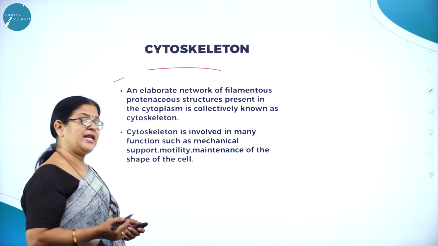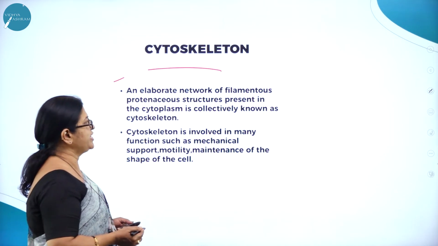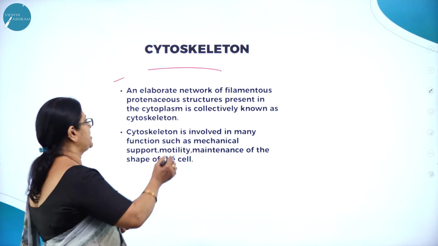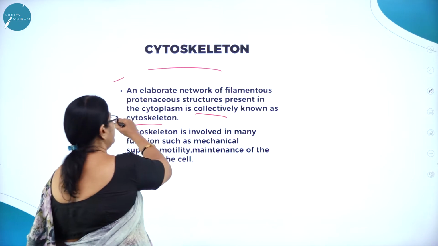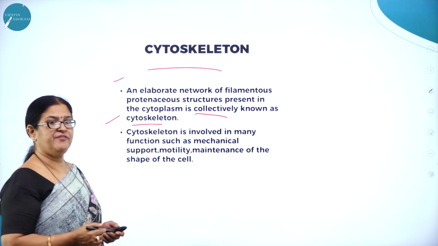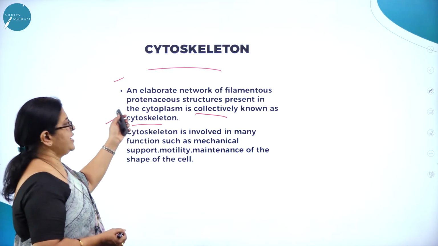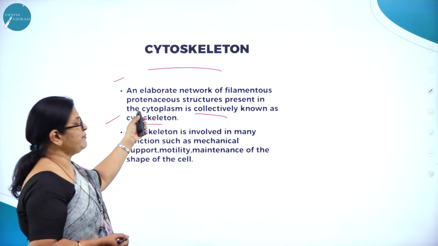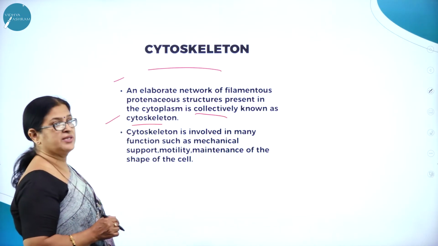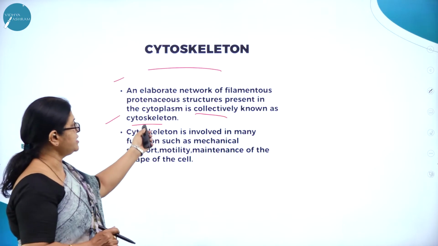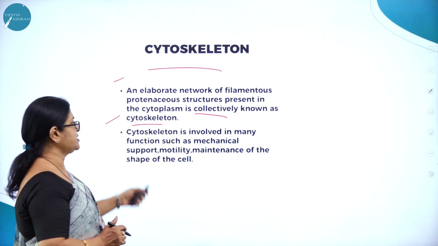An elaborate network of filamentous proteinaceous structures present in the cytoplasm is collectively known as cytoskeleton. How do we define the word cytoskeleton? An elaborate network of filamentous and proteinaceous structures present in the cytoplasm, they are collectively called as cytoskeleton.